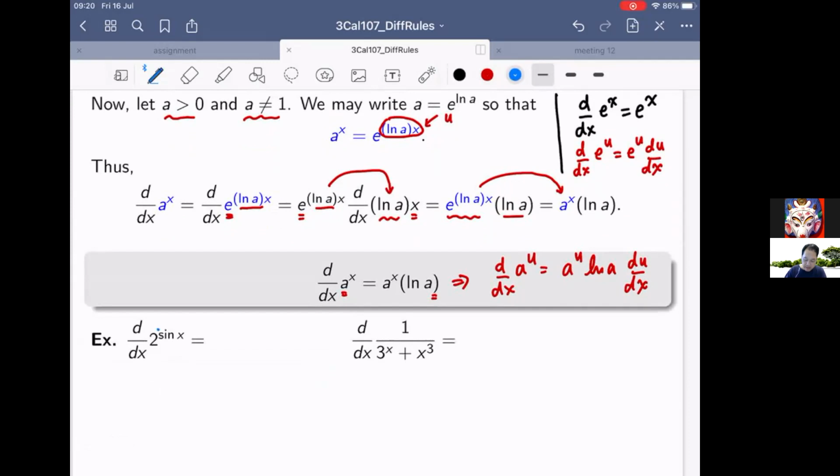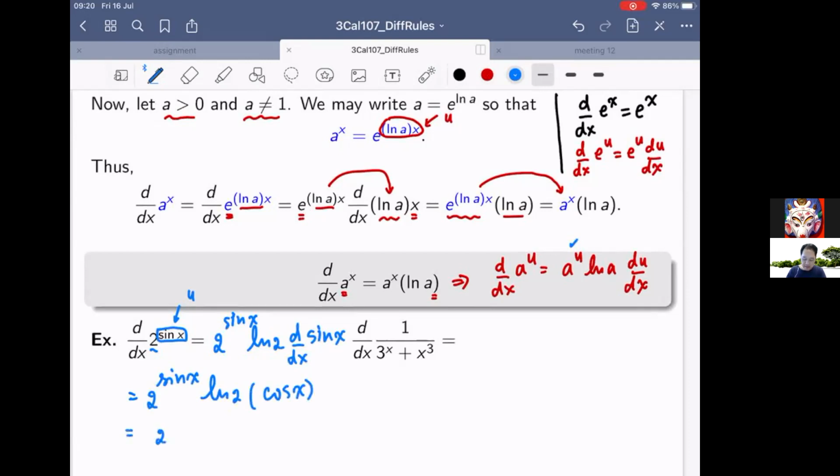You see here is the u, there your a is 2, so it becomes a what? It becomes a to the u. You see, we're using this formula, right? Log of a, don't forget, and then the derivative of the one inside, which is your u. So you got 2 to the sine of x times log of 2, and the derivative of sine becomes cosine. Usually we will write it as 2 to the sine x cosine x, and then multiply by log of 2.